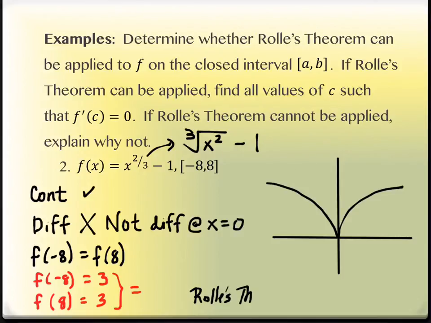Rolle's theorem does not apply. Now, it doesn't necessarily mean there's not a value between them. There happens to not be one here. It just means that we don't know for sure that there is. You guys get the difference? No, because at 0, we have a place where it's not differentiable at all. So the derivative is certainly not 0 here. The derivative doesn't exist there at all.